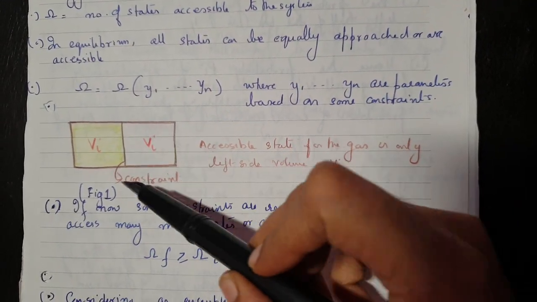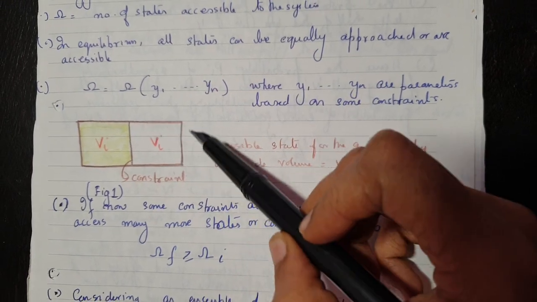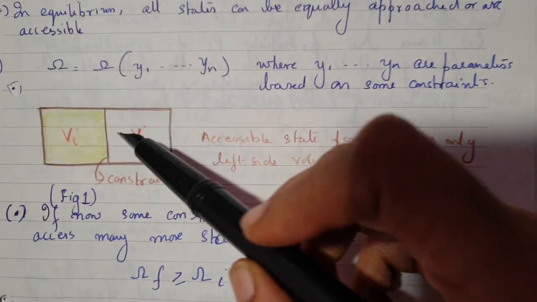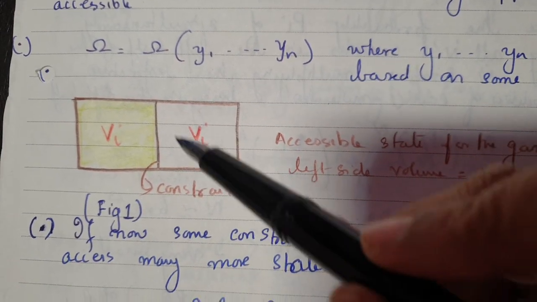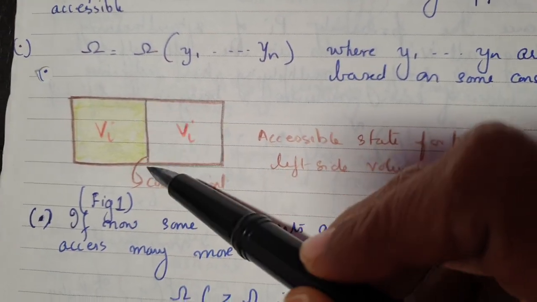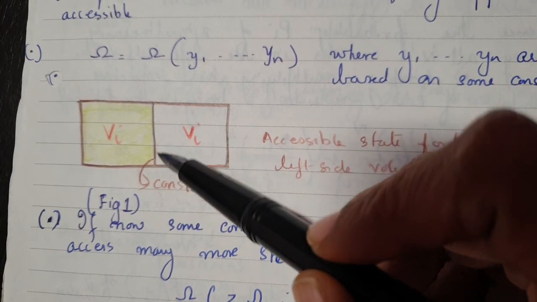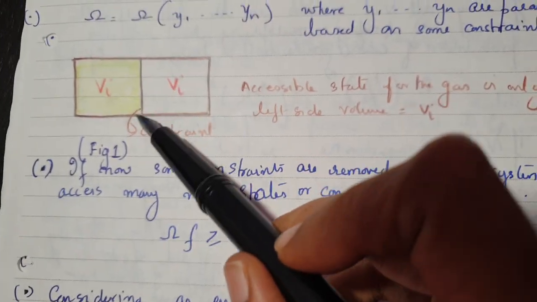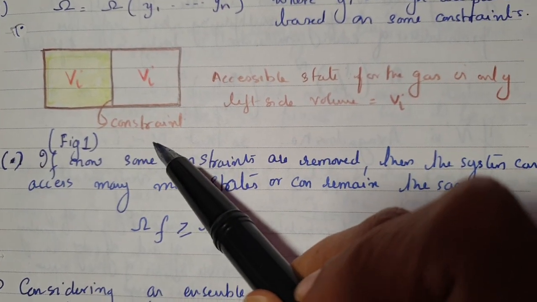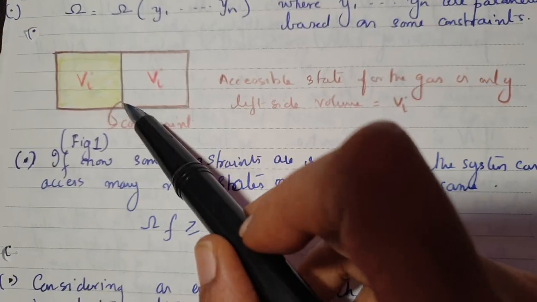So if you have a gas in a container, say suppose this is your container, and this gas is kept only on the left side, and you're separating this container into two parts by using a wall, and that forms your constraint. So whatever separation you have kept, that is your constraint. This separation, when you keep, what is the meaning of that?